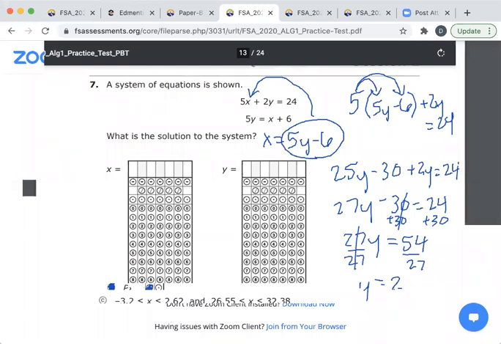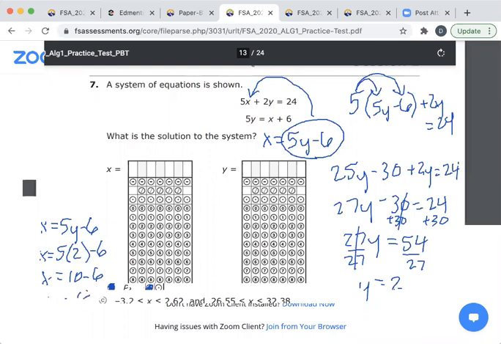Now I want to figure out what x is. So if I plug in 2 for y, then I can solve into either of the equations. Then I can solve for x. So let's say I have the x equals 5y minus 6, and I plug in 2 for y. So 5 times 2 minus 6, or 10 minus 6, so x equals 4.